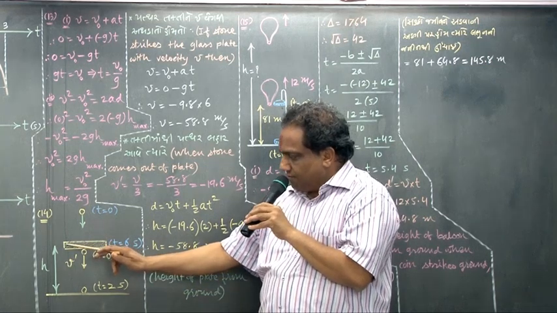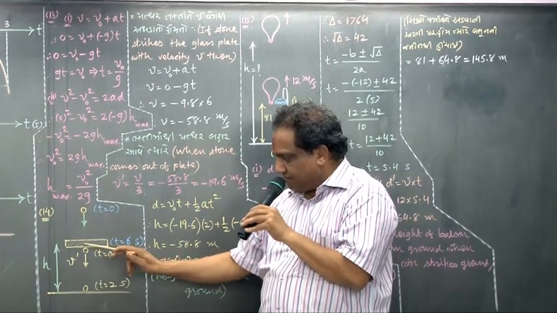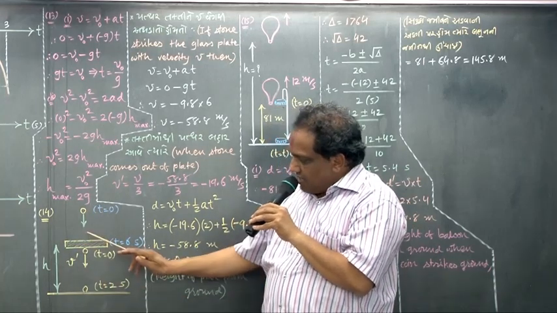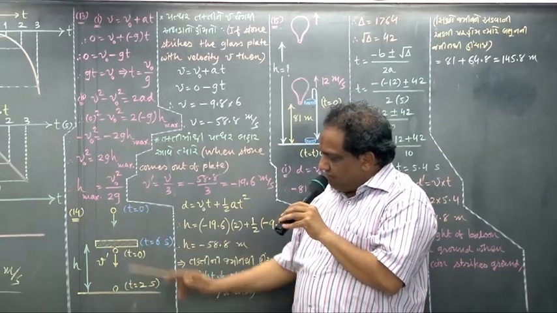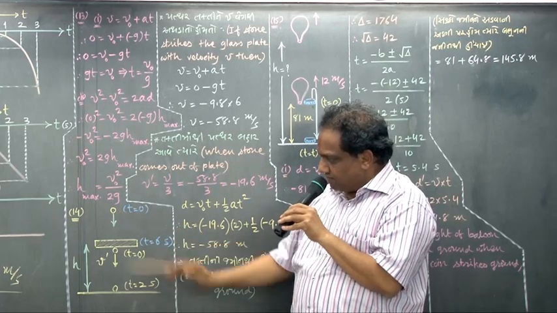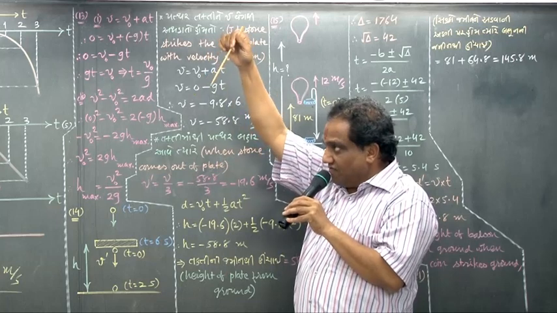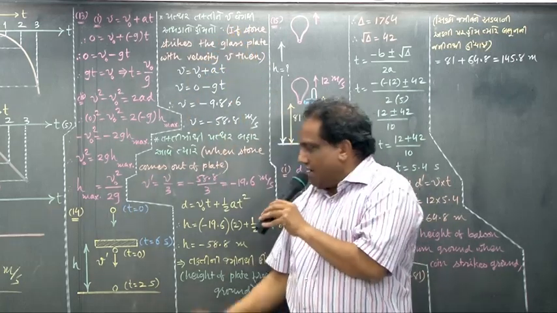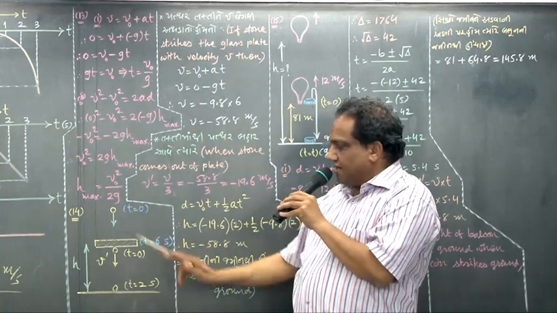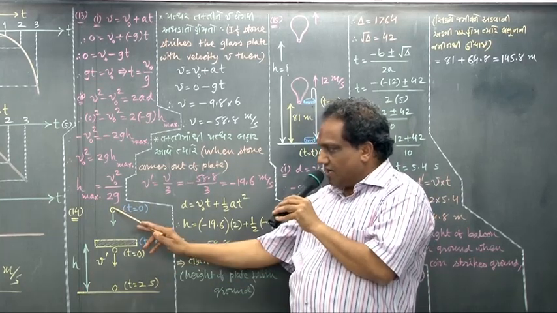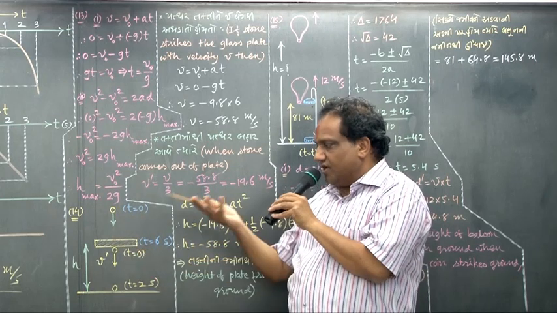We have a glass plate which is at height h. Above this glass plate we have some stone. When the stone is released, it starts falling freely. At the end of 6 seconds, it happens to strike the glass plate. When it is about to strike the glass plate, what is its velocity?